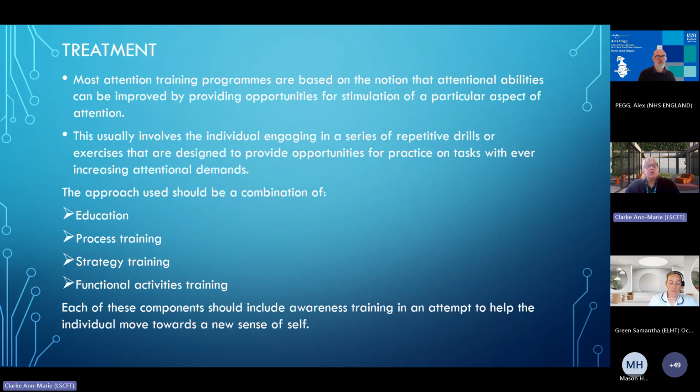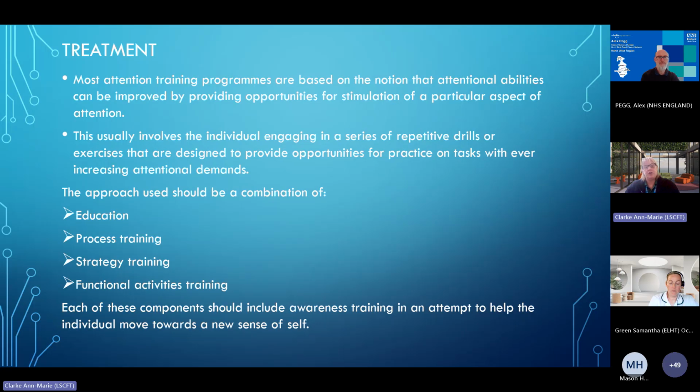So for treatment, most attention training programs are based on the notion that attentional abilities can be improved by providing opportunities for stimulation of a particular aspect of attention. So that's why it's quite important to be able to work out on that hierarchy where the difficulty is and which level we're looking at. So this usually involves individuals engaged in a series of repetitive drills or exercises that are designed to provide opportunities for practice on tasks with that ever-increasing attentional demand.